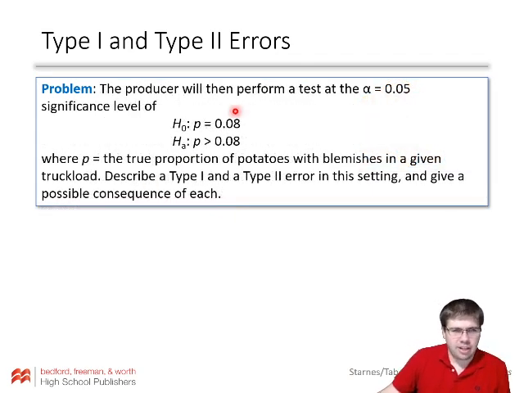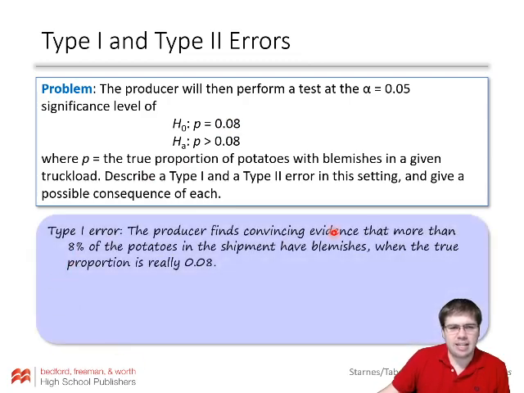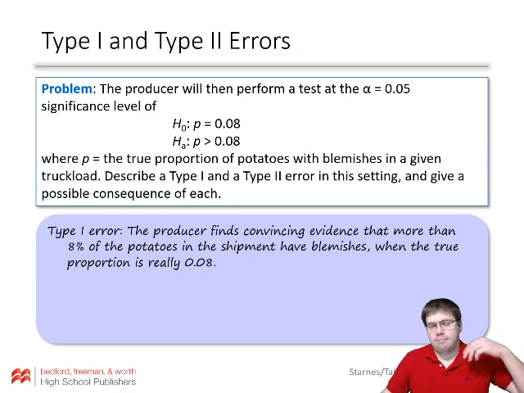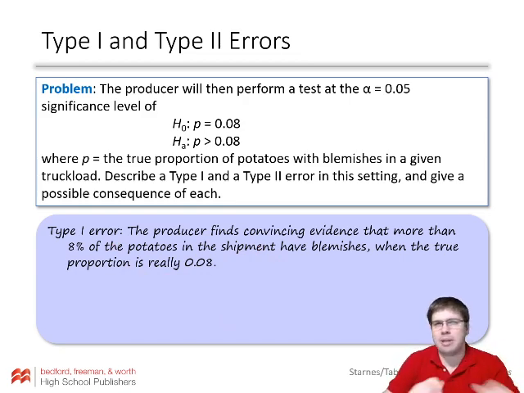So if there really are 8% blemished, but we reject it and we find convincing evidence that more than 8% of them are blemished, when the proportion really is 0.08, that is the type 1 error. We just happen to accidentally pull, with randomness, right? There's chance involved. We just get unlucky and get too many blemished potatoes, and we reject when we shouldn't have, right? The actual null hypothesis is true.